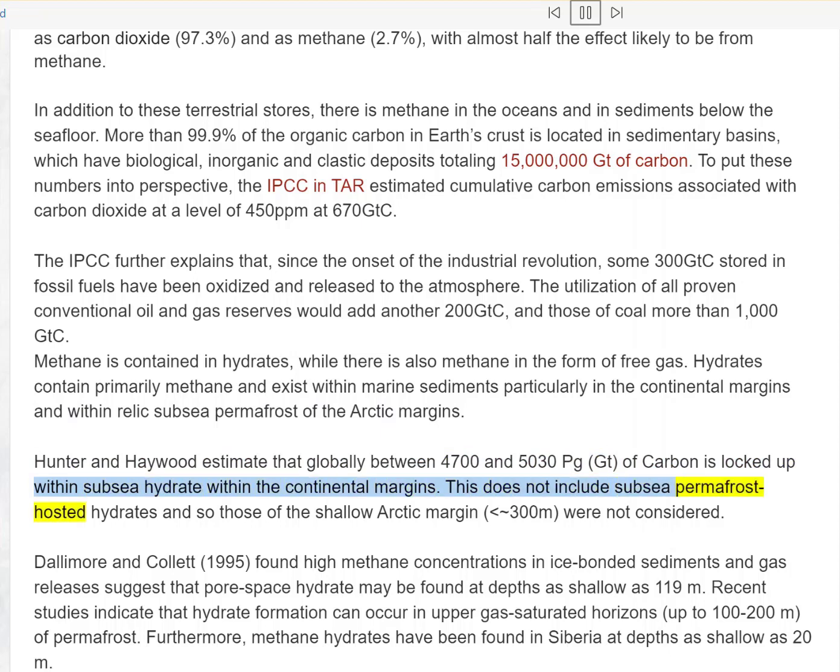This does not include subsea permafrost-hosted hydrates, and so those of the shallow Arctic margin, 300 m, were not considered. Dallimore and Collett, 1995, found high methane concentrations in ice-bonded sediments, and gas releases suggest that pore space hydrate may be found at depths as shallow as 119 m. Recent studies indicate that hydrate formation can occur in upper gas-saturated horizons, up to 100 to 200 m of permafrost. Furthermore, methane hydrates have been found in Siberia at depths as shallow as 20 m.